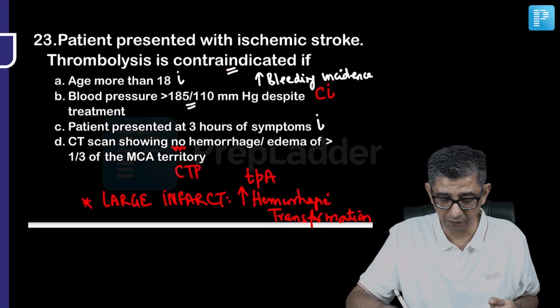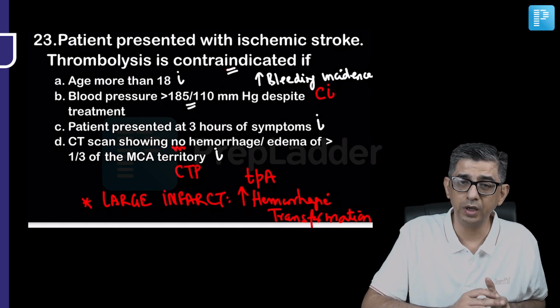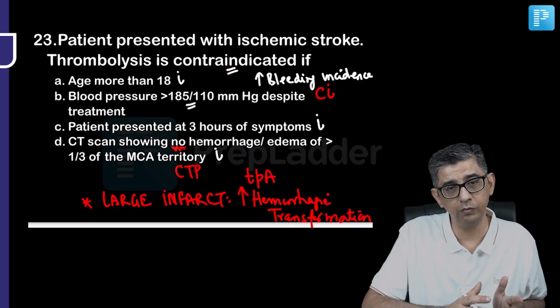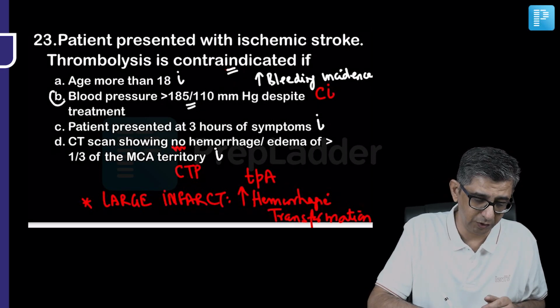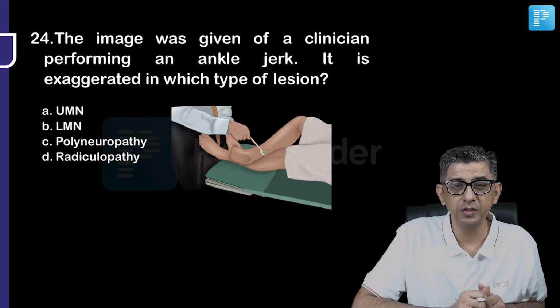But if a person is having extremely high blood pressure, I would first like to use labetalol to decrease the blood pressure and then proceed with thrombolysis. The correct answer for this question will be option number B. The next question was a physiology based one.